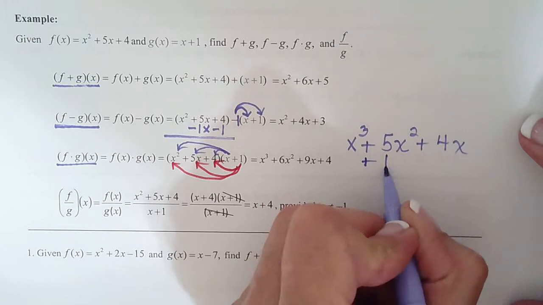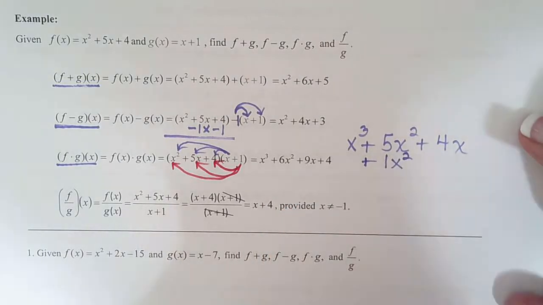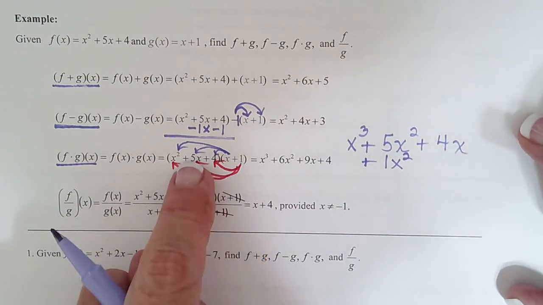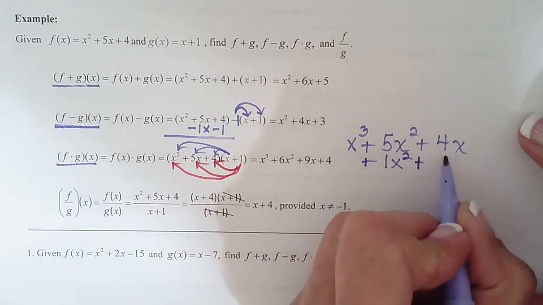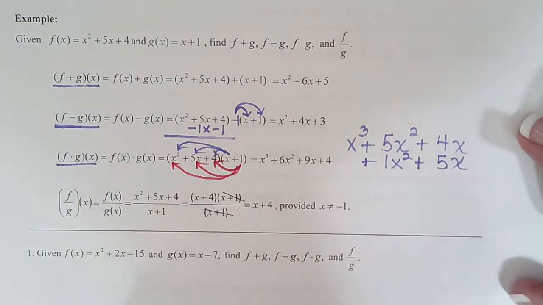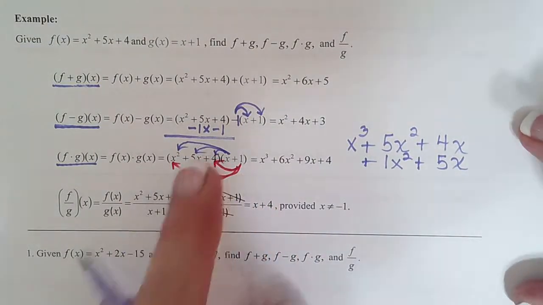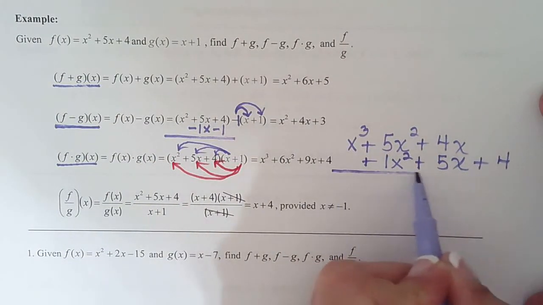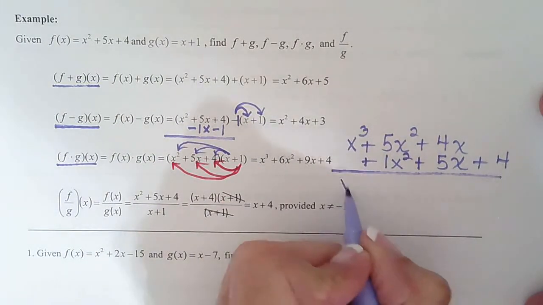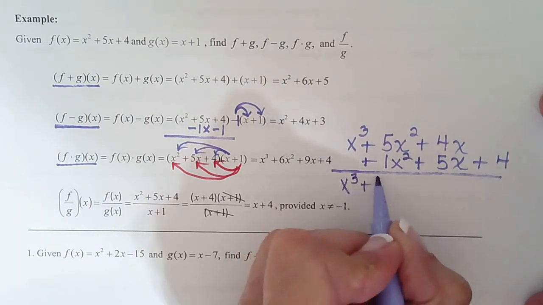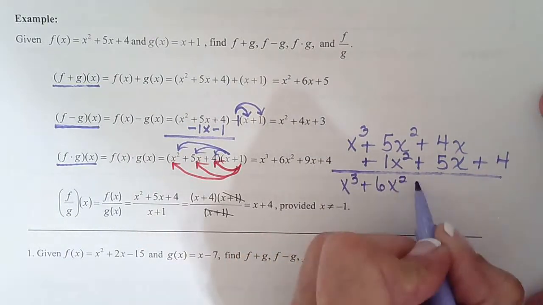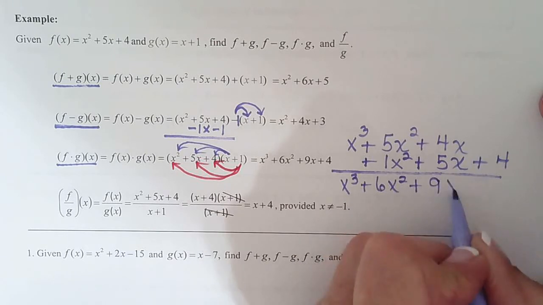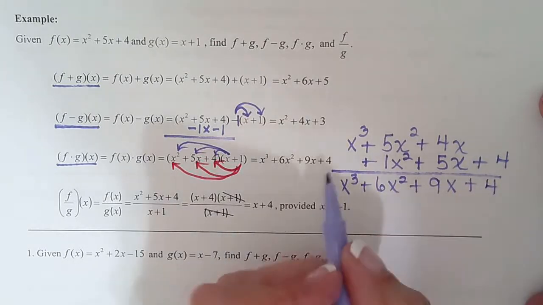And remember how we learned in chapter 4 to line up the like terms? And then 1 times 5x would be plus 5x. Put it underneath its like term. And then 1 times 4 is plus 4. If there's nothing to line it up underneath, then just leave it. And so then we get x cubed plus 6x squared plus 9x plus 4.